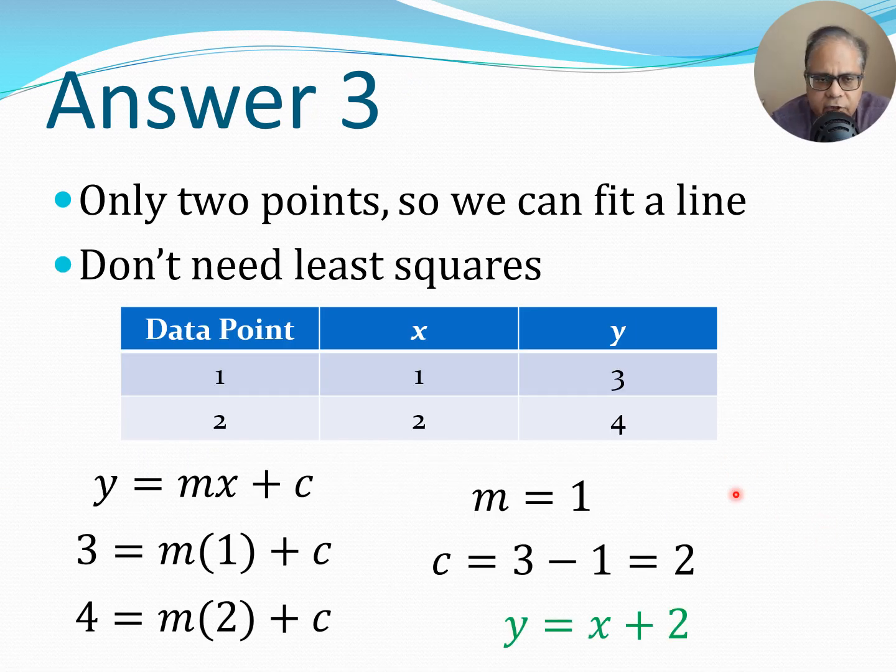Now, of course, this is a trick question. So the solution is that since only two data points are given, you can actually fit a line through it. You don't need least square. So the line is going to be y is mx plus c. You substitute x and y in this line. So you get 3 is m1 plus c for the first data point. You get 4 is m2 plus c for the second data point. You can very simply subtract these two equations and get m is 1, and you get c is 2. So the line is going to be y is x plus 2.